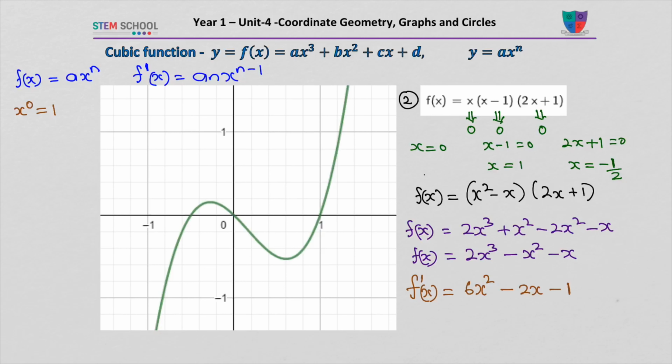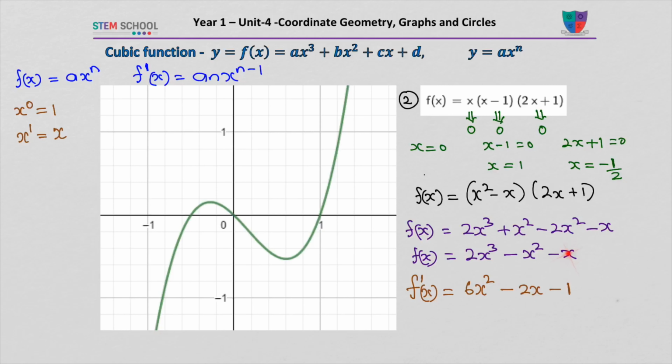Just to bear in mind, x to the power of 1 is still x. And so when I differentiated that, 2 times minus 1 is minus 2, and then 2 minus 1 is 1. Therefore, x to the power of 1 is x.